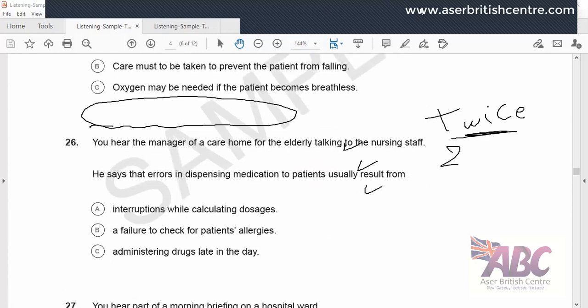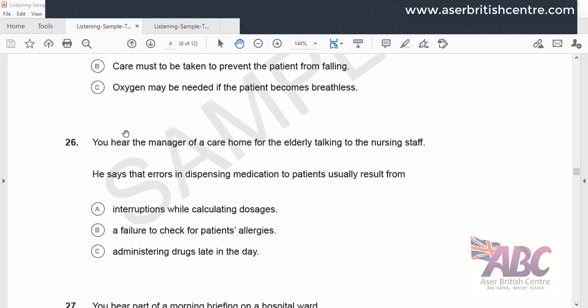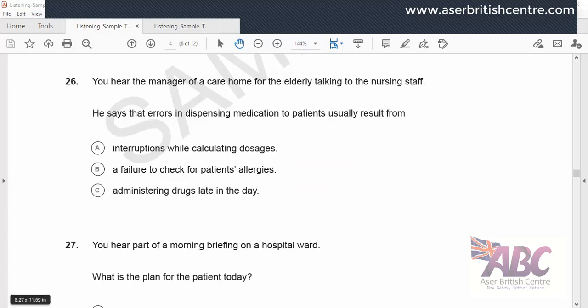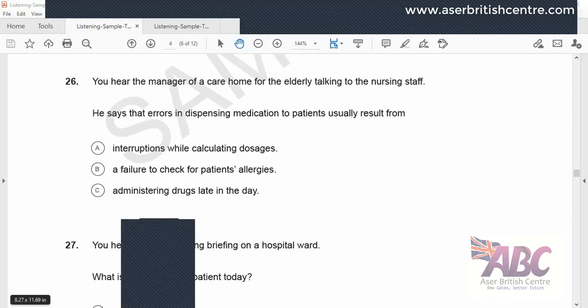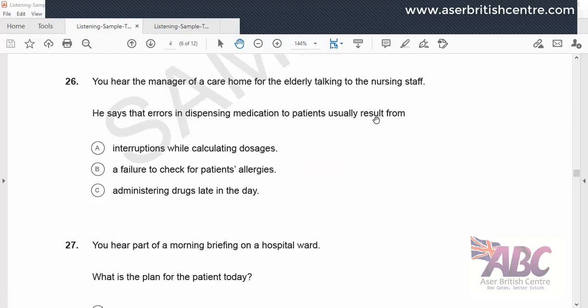So let's try the second one. 26. Question 26. You hear the manager of a care home for the elderly talking to the nursing staff. Now read the question. Medication errors usually result from interruptions while calculating dosages, failure to check the patient's allergies, administering drugs late in the day. So allergy, late. Okay.